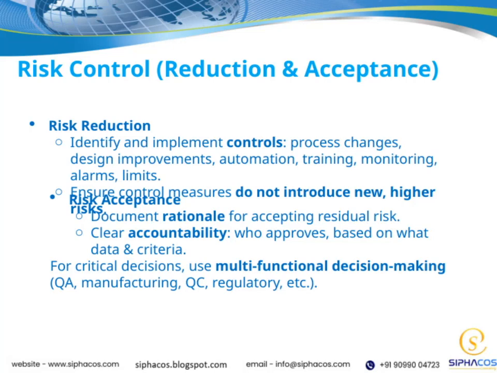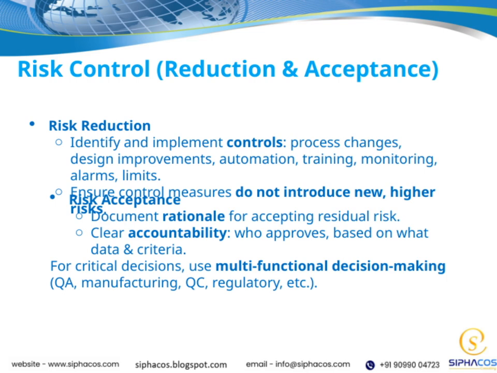Now, let's talk about risk acceptance. When we accept residual risk, it's essential to document the rationale behind that decision. We need to be clear about who is responsible for approving it, and that approval should be based on solid data and specific criteria. For critical decisions, it's best to involve multiple functions, like QA, manufacturing, QC, and regulatory teams, to ensure all perspectives are considered and the decision is well-founded.